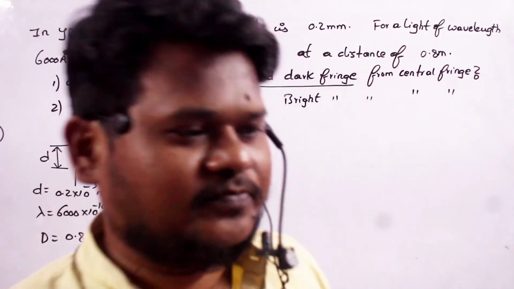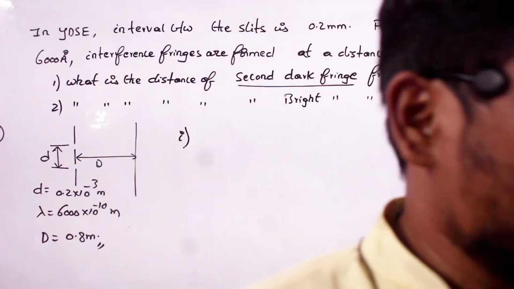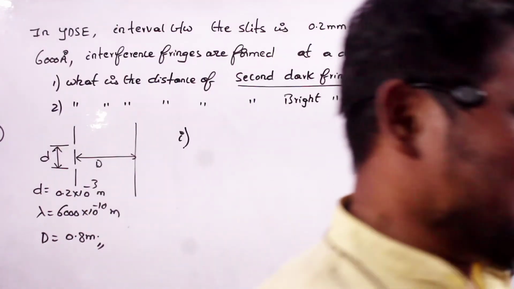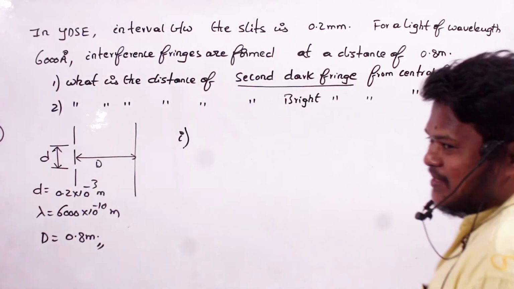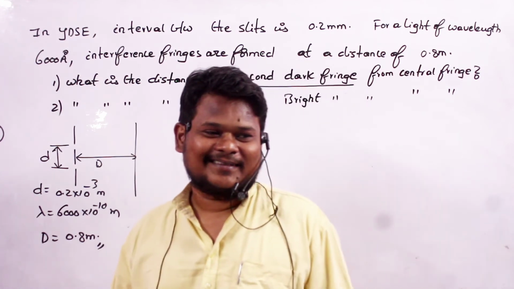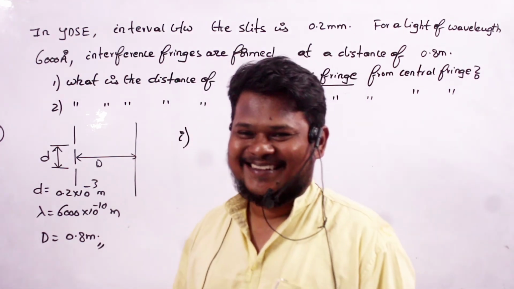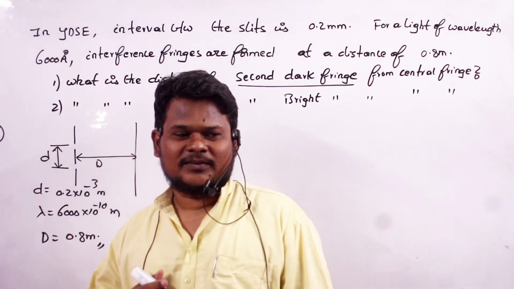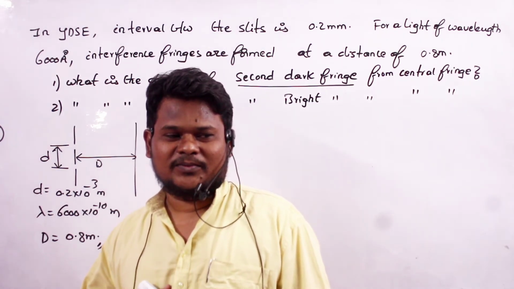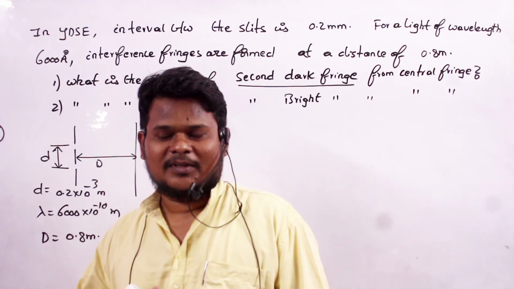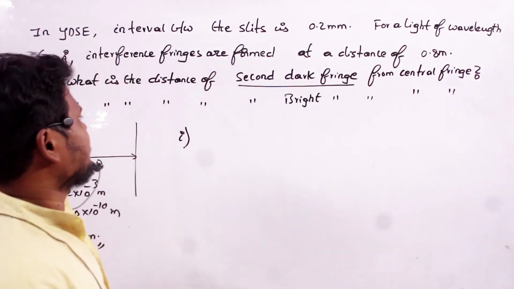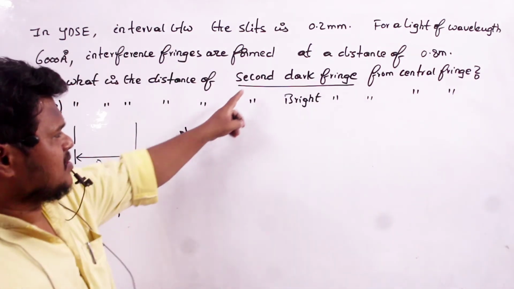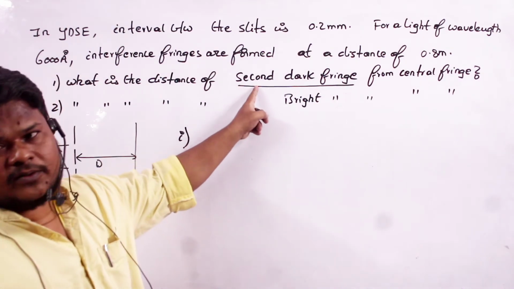Tell me the value, tell me the formula. Answer in the comments. Beta plus beta by 2. That's it. Clear? First dark fringe will be at which distance?